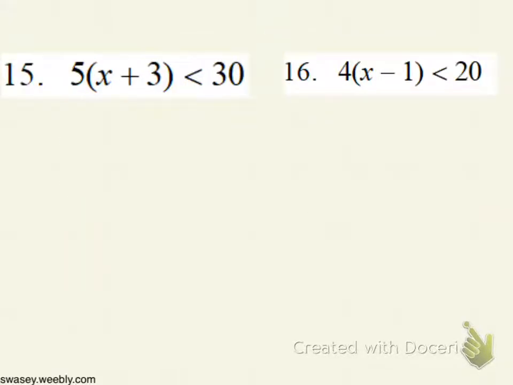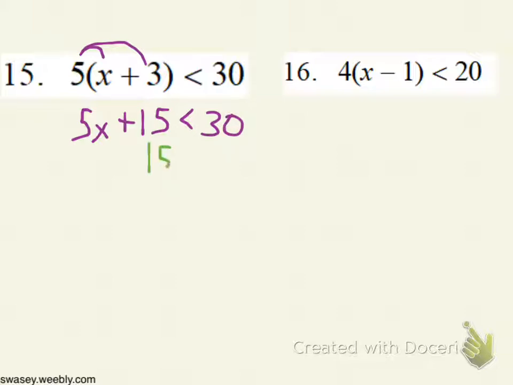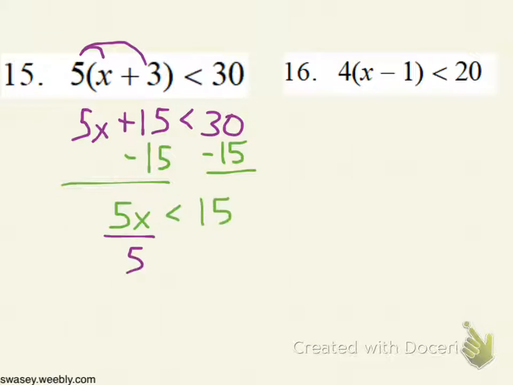On 15 and 16, you'll notice that you need to use the distributive property to get rid of the parentheses. 5 times x is 5x. 5 times 3 is 15. From here, it's a two-step inequality. To get rid of the plus 15, we'll subtract 15 from each side. 30 minus 15 gives us 15. So we have 5x is less than 15. To get rid of multiplying by 5, we'll divide both sides by 5. And so we get x is less than 3.